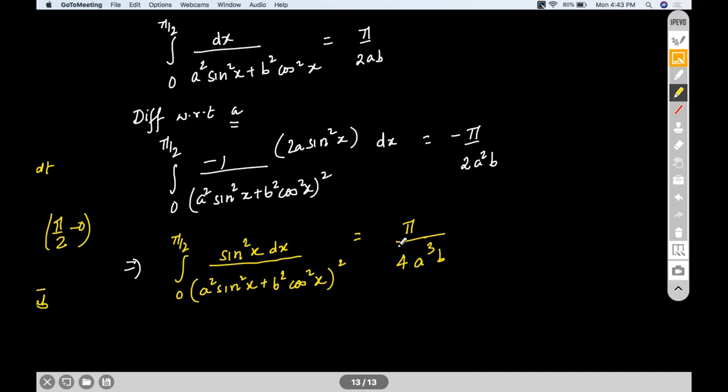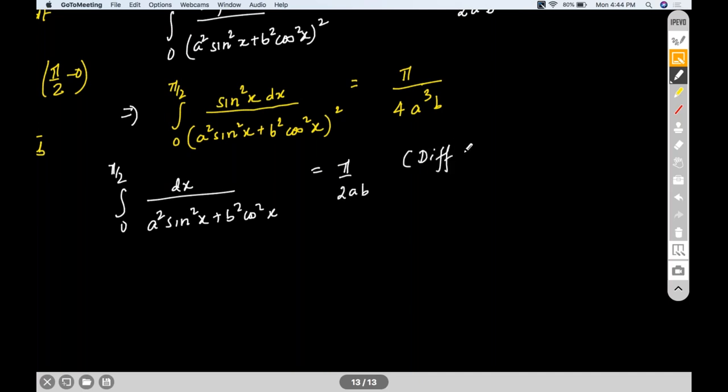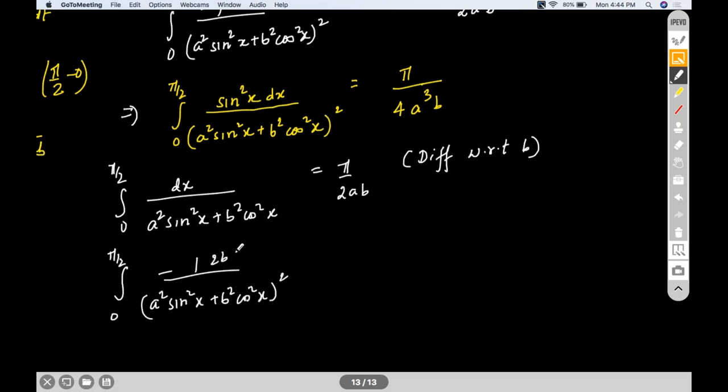In a similar way, if I differentiate both sides with respect to b, let's go back to the original expression, integral from 0 to pi by 2 of dx by a square sine square x plus b square cos square x, and differentiate both sides with respect to b. In that case, what will I get? I will get minus 1 by (a square sine square x plus b square cos square x) whole square into the derivative of this, which will be 2b cos square x, and this side I'll get minus pi by 2 a b square.